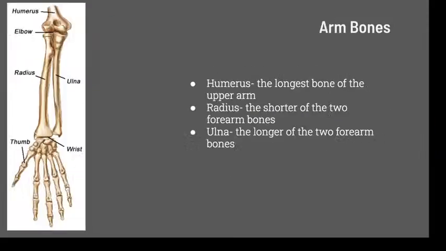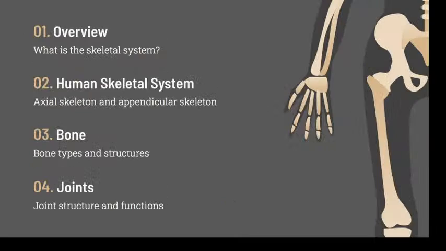On Wednesday, we're going to be talking about the bone types and structures, what makes them, and the joints. There are actually a lot of joints present in our body, so we're going to talk about each part of the joints and their functions.